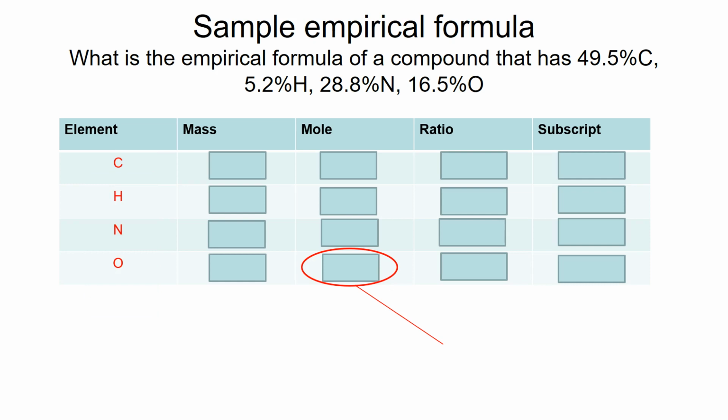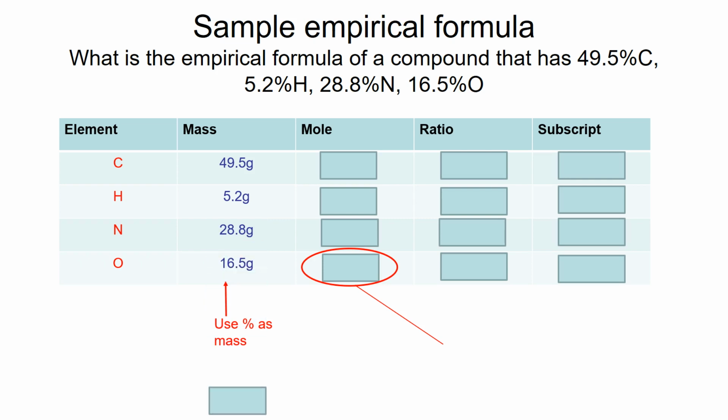Now, I need to figure out the masses of each of these. Notice the numbers are given to me in percentages, so I can assume that I have 100 grams of this sample. If I have 100 grams, I can use my percents as mass. So 49.5% becomes 49.5 grams. Hydrogen, I have 5.2%, so I can assume that's 5.2 grams. Nitrogen, I have 28.8%, so that's 28.8 grams. And oxygen, 16.5 grams with 16.5%.